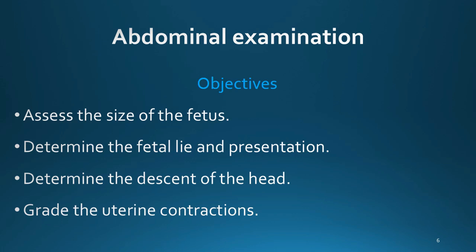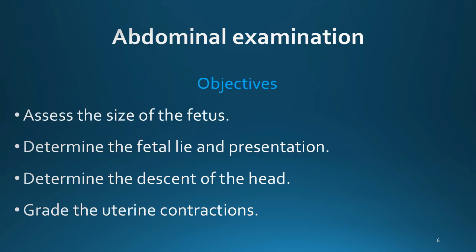The abdominal examination can also be used to determine fetal lie and presentation. We follow the steps of abdominal examination as inspection, palpation and auscultation. It is important to know whether the lie is longitudinal, oblique or transverse. It is also important to know the presentation: cephalic presentation, breech presentation, or shoulder presentation with oblique lie.